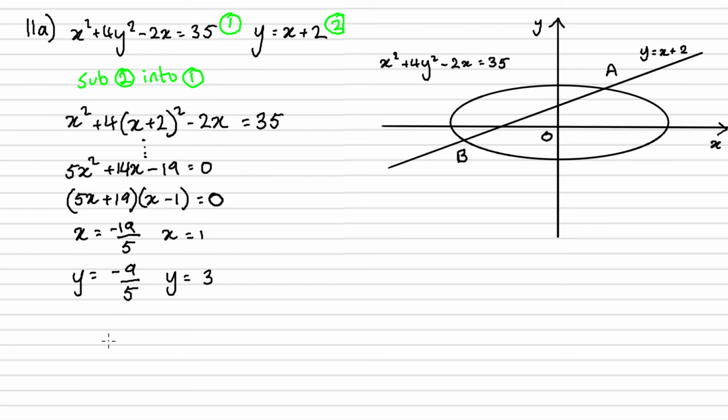Okay, so now we have our two coordinates, and we can just write them out in coordinate form. Minus 19 over 5, minus 9 over 5, and 1, 3. Okay, so just by visual inspection, I can see that this is obviously B, because both coordinates are negative, and this (1, 3) is A. So I have the coordinates of A and B.